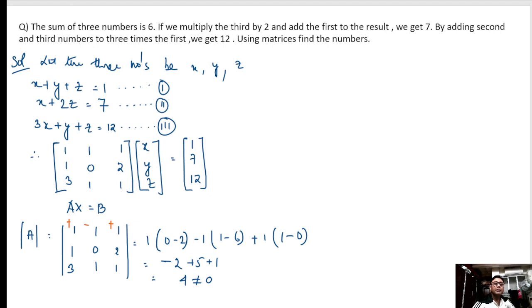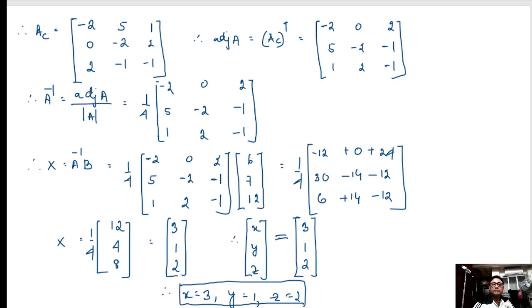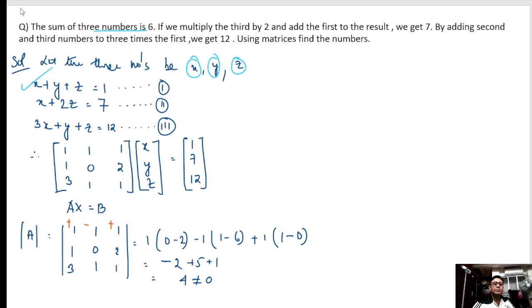So see, here they have given that the sum of three numbers is 6. So let the numbers be x, y and z. Sum of the three numbers is 6. Sum of the three numbers is... it will be, I think, 1. There is some misprint here, so let me correct it. This is 1. Okay.